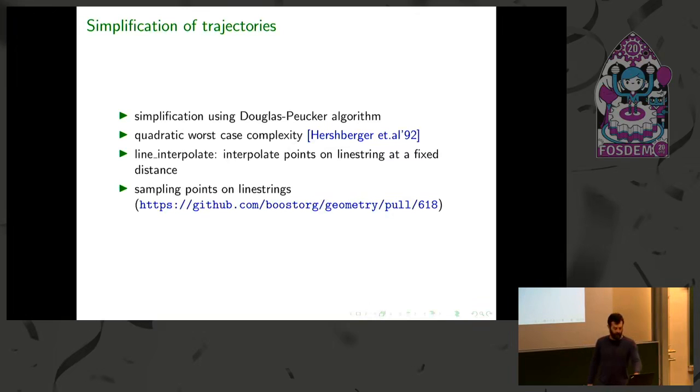And the last one was a Google Summer of Code project. It's still in pull request. You can also sample points from the line string, and as far as I remember, only with uniform distribution right now, but this can be extended. So you can ask, okay, I want 1,000 points uniformly distributed on my trajectory, and we'll get all those points.